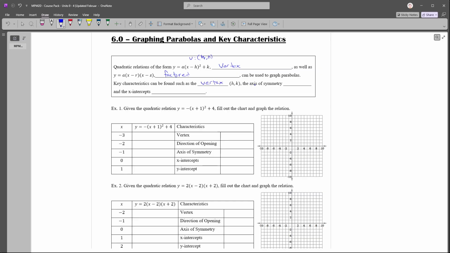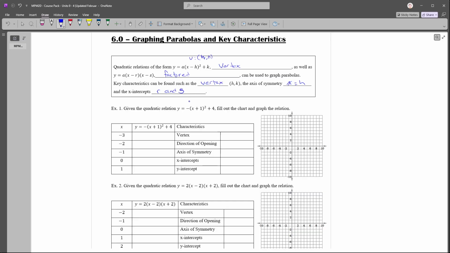The axis of symmetry, we know that that is always x is equal to h, whatever the h component of your vertex is, so the horizontal component. And of course, we can also get the x-intercepts from our factored form, and this is really just the r and the s values. And this tells us exactly where it's hitting the x-axis. Great. There we go.